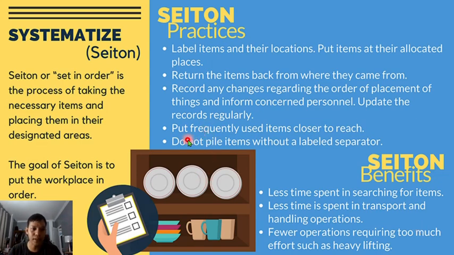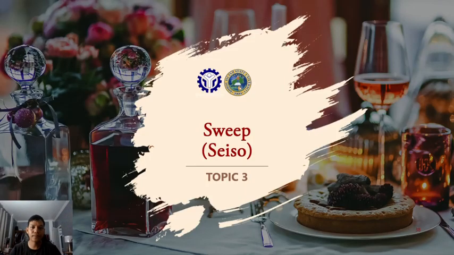Just like, for example, you need to put frequently used items closer to reach. So it can produce less time in searching. It can produce less time in getting the items. So that is the advantage of applying systematizing or Seiton.